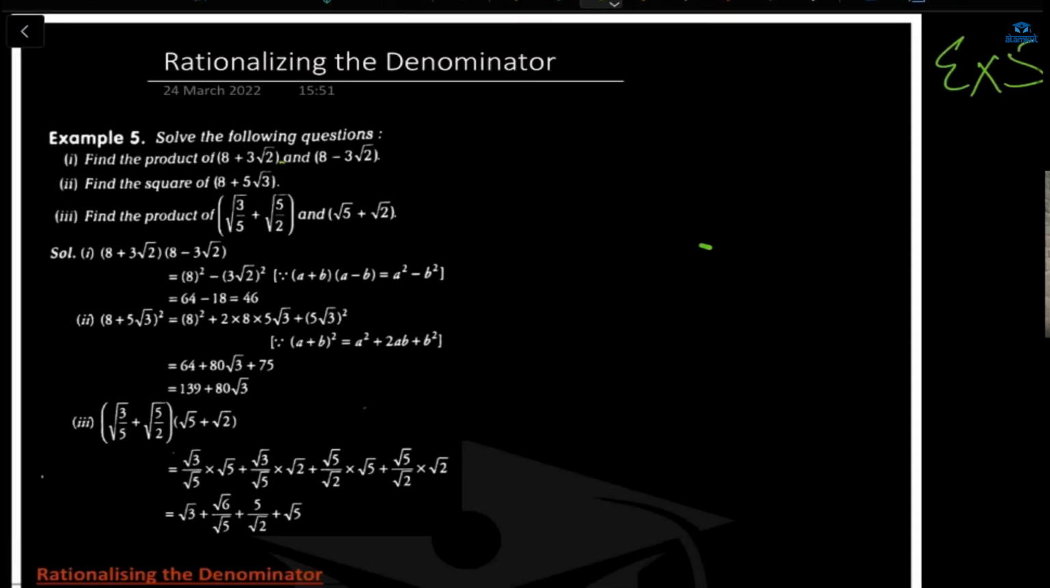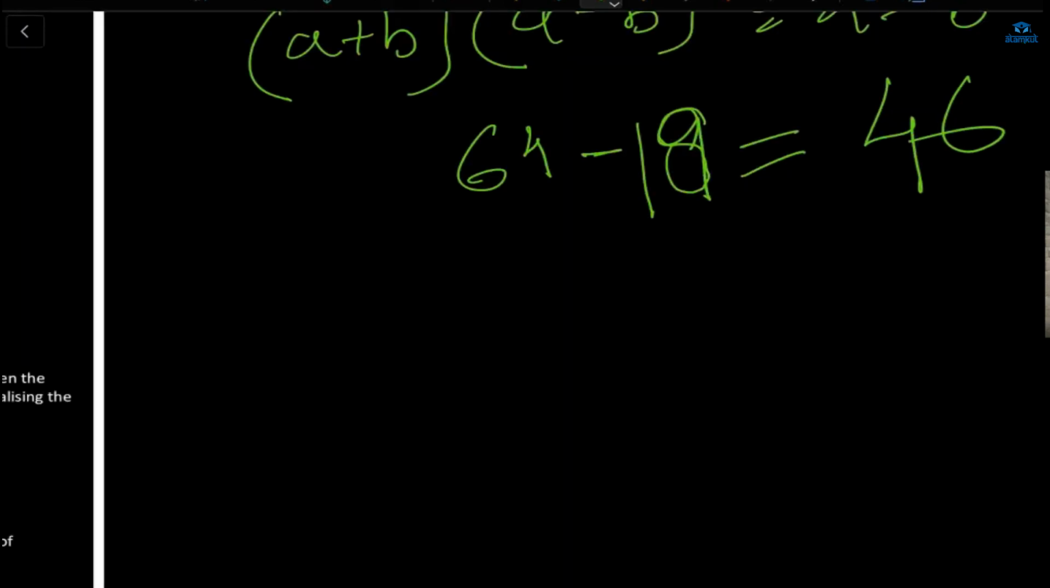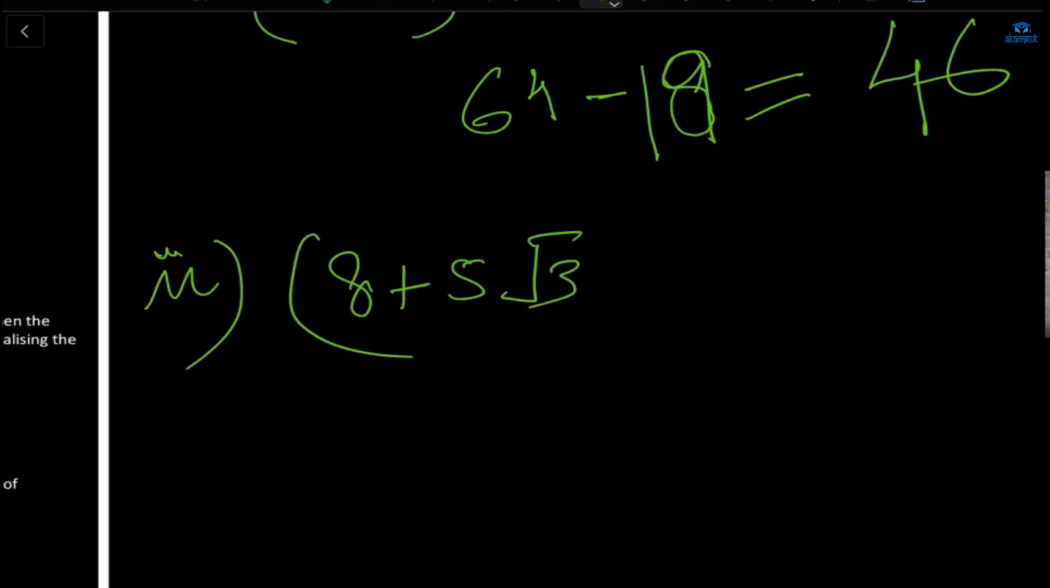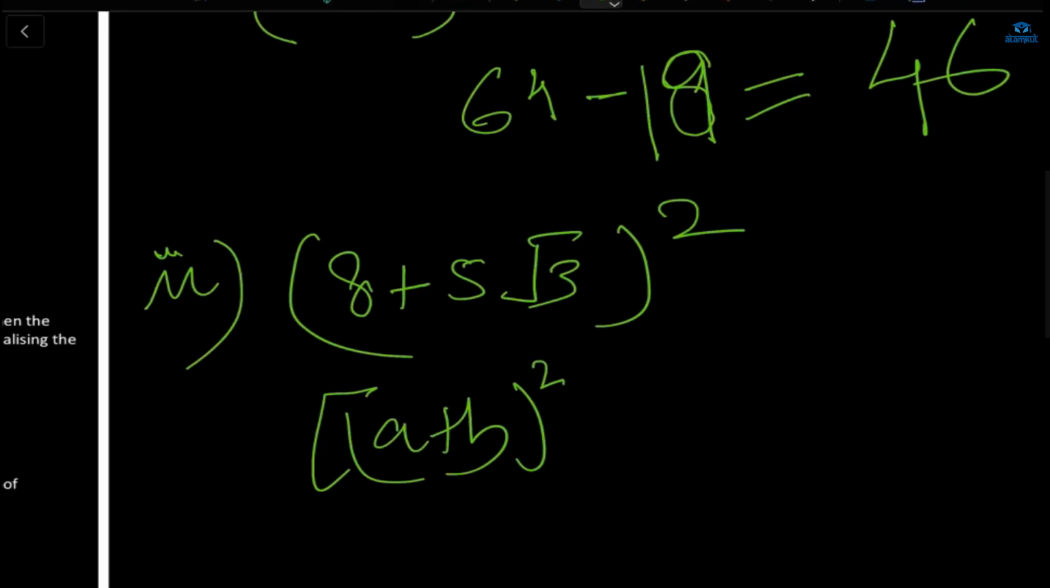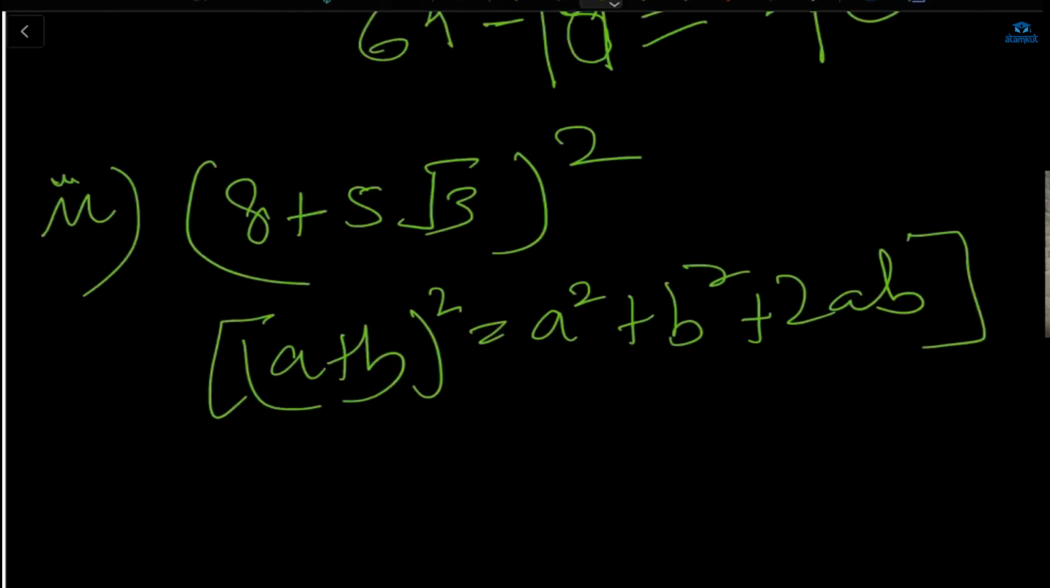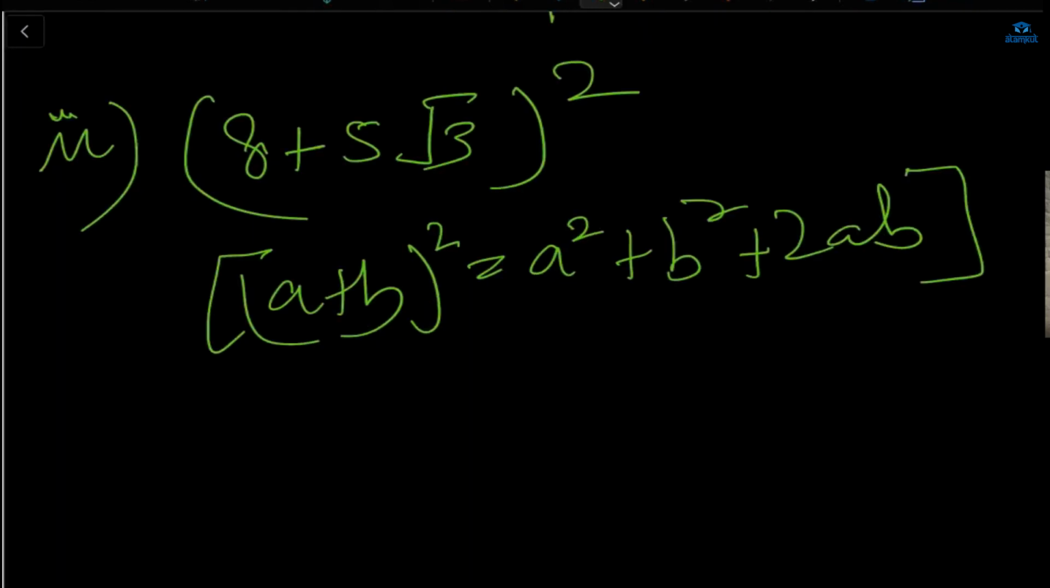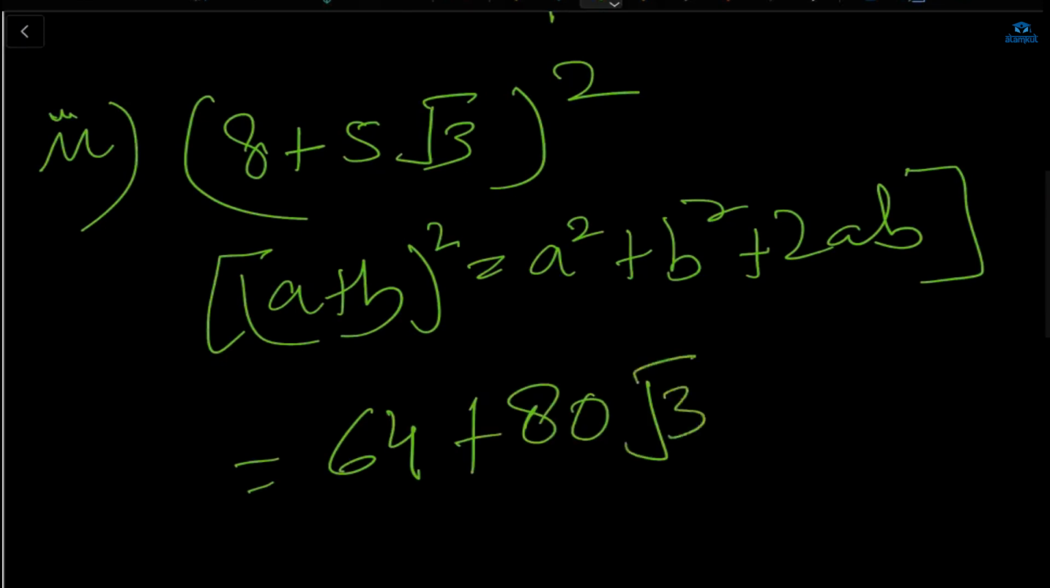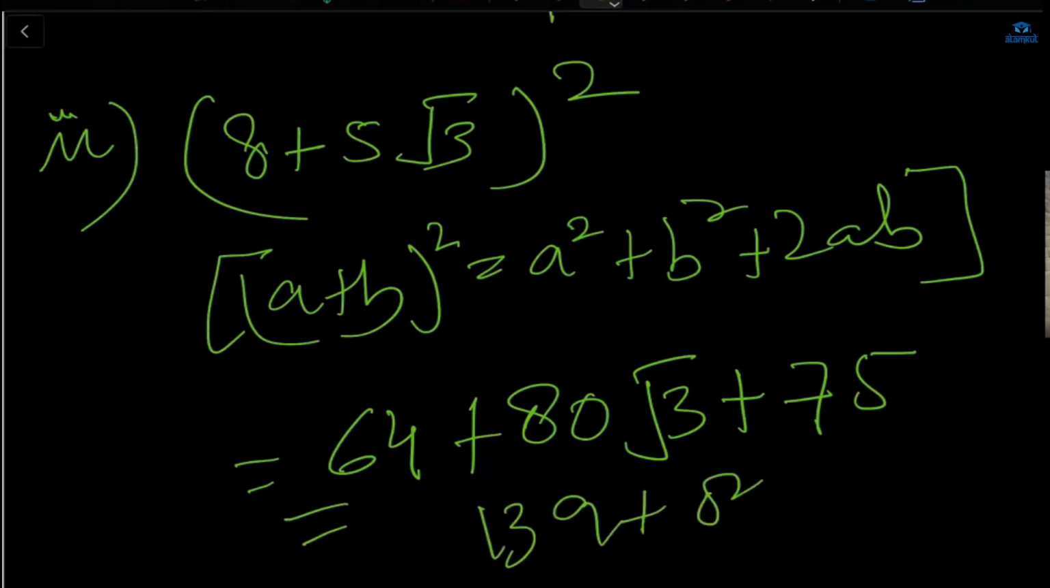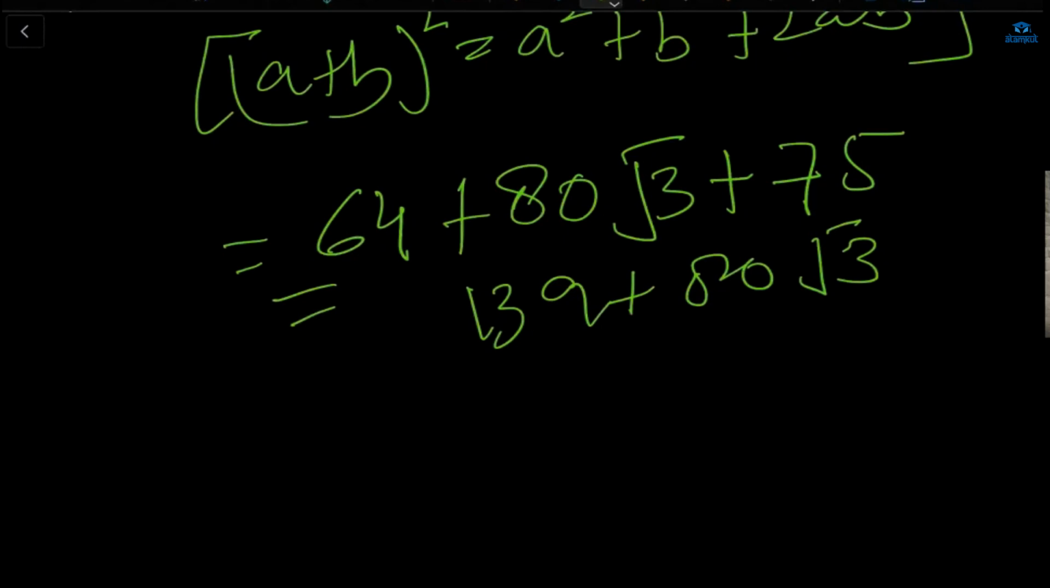Find the square of 8 plus 5 root 3. Here it's asking you the square of that, so we'll again use a formula. A plus b whole square is equal to? Ma'am, it is a square plus b square plus 2ab. Yes, very good. A square plus b square plus 2ab. So we expand, 8 squared is 64, and it will be 80 root 3 plus 75. The answer will be 139 plus 80 root 3. Similarly, let's see the last question.